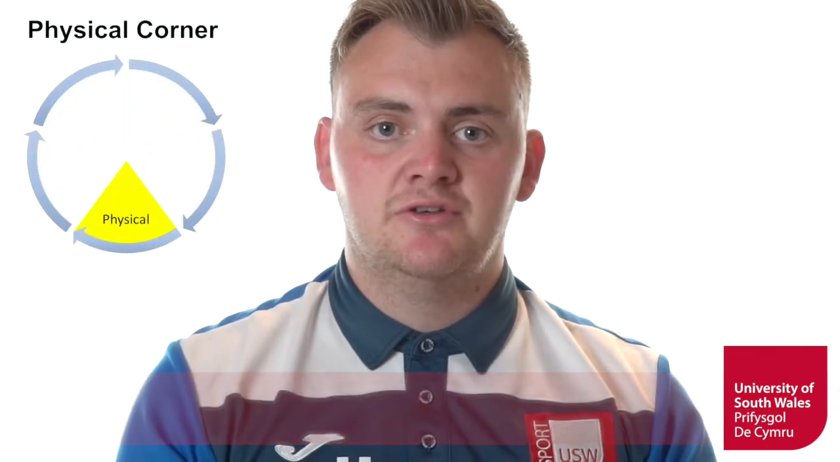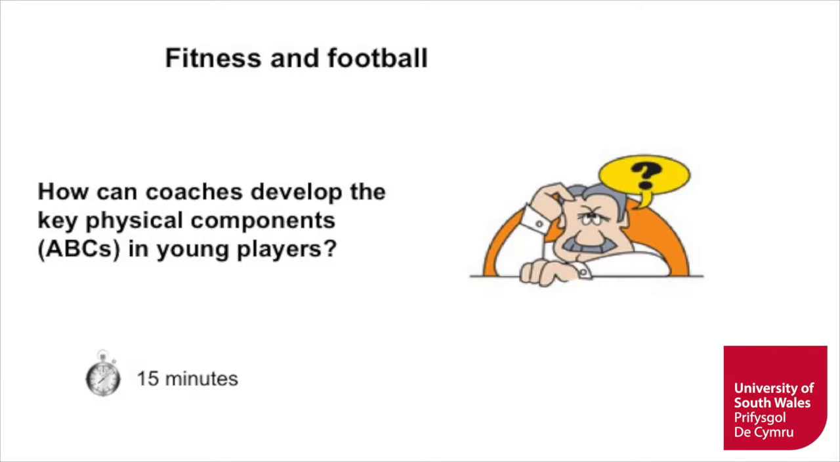Welcome to the lecture. From our 5-corner model, in this series of videos, we're going to specifically focus on the physical corner. To start us off, we're going to attempt to complete the task. And the question I'd like you to answer is, how can coaches develop the key physical components in young players? Those key physical components being the ABCs: agility, balance, coordination and speed.